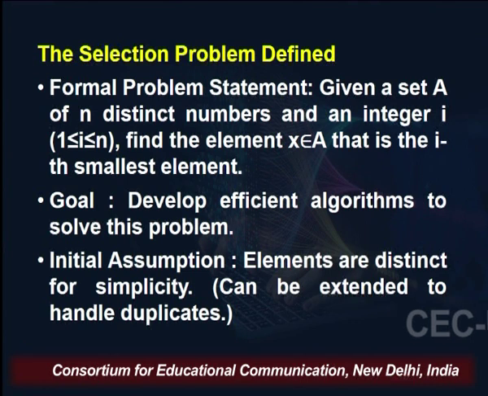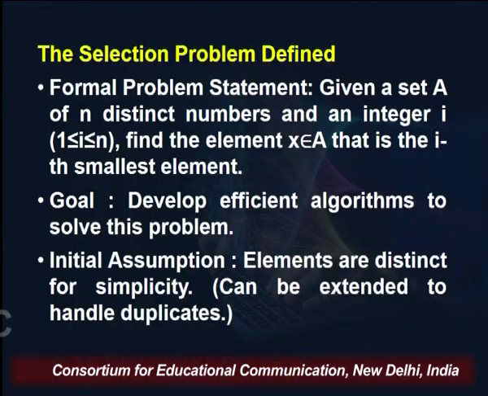So, within a set or within an array, we have been given an integer i, and we need to find that ith smallest element, as I gave you an example with the help of a figure just 2 slides before. Now, what is the goal? This was the formal problem statement. The goal is not just to solve the problem, I will tell you why in a short while. The goal is to develop efficient algorithms to solve this problem. Why I am insisting on the word efficient, I will be telling you in some time.